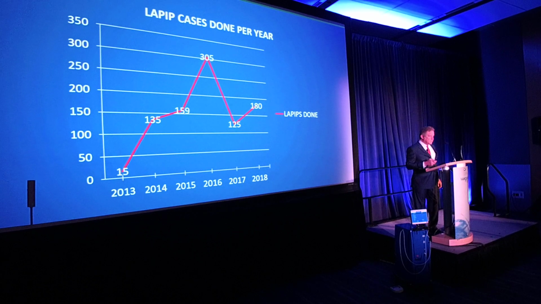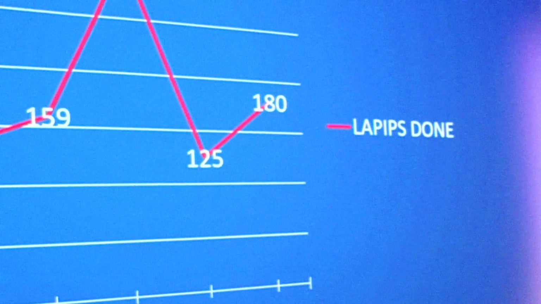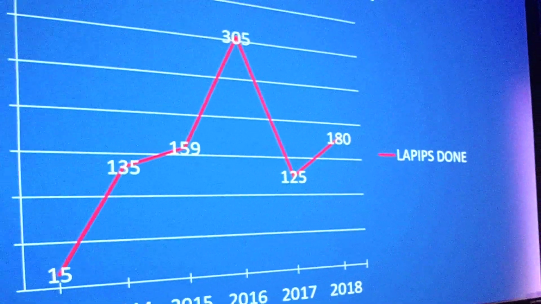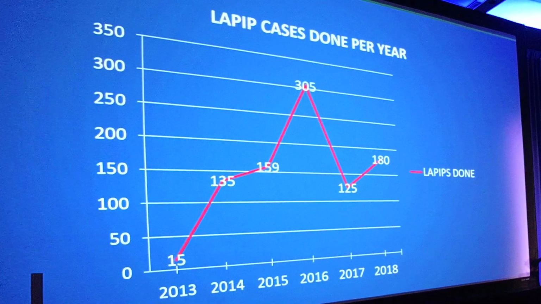So, LAPIP done in my practice per year. 15 in 2013, because I got trained and got my machine in November, so I didn't have many months to use it. And then the next year, 2014, 135, 2015, 159, and look at 2016, 305.